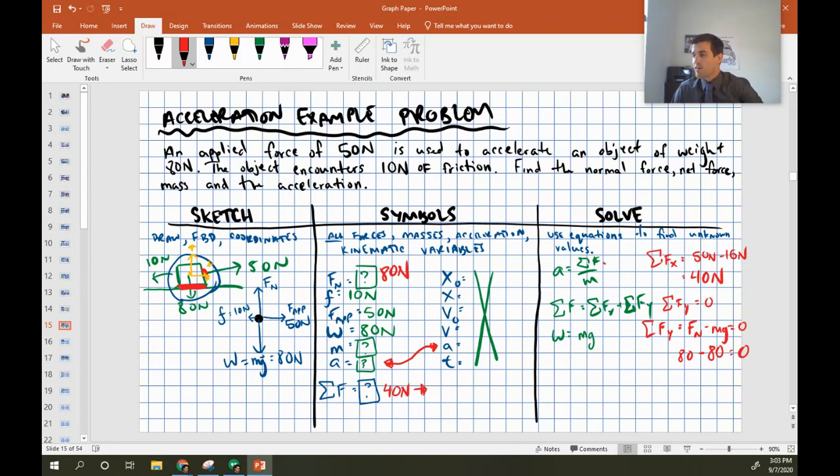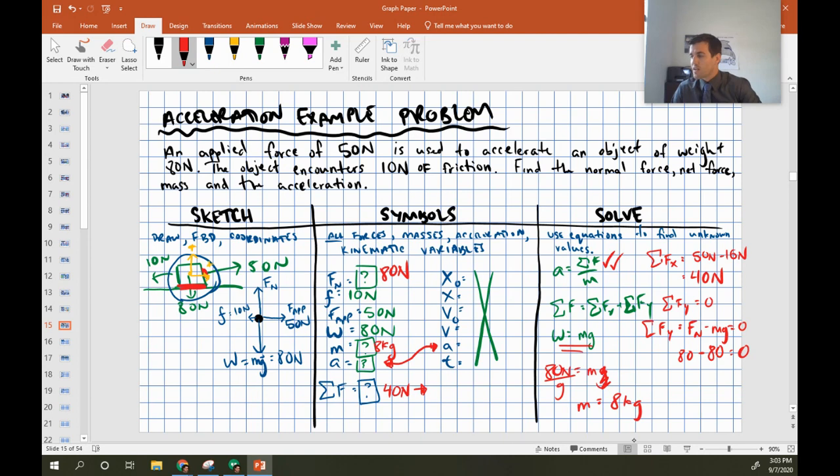Now that we know our net force, actually, let's figure out our mass. Let's go here. We know that the weight is 80, and that equals m times g. So if we want to get m by itself, we divide both sides by g, and we find out that m equals 8 kilograms.